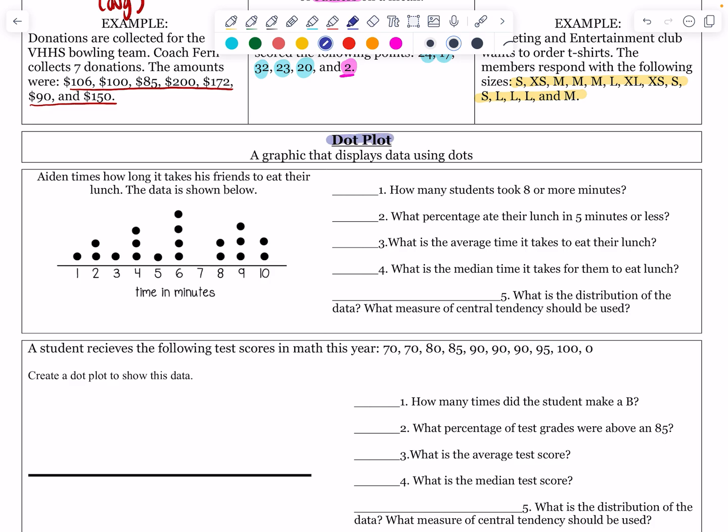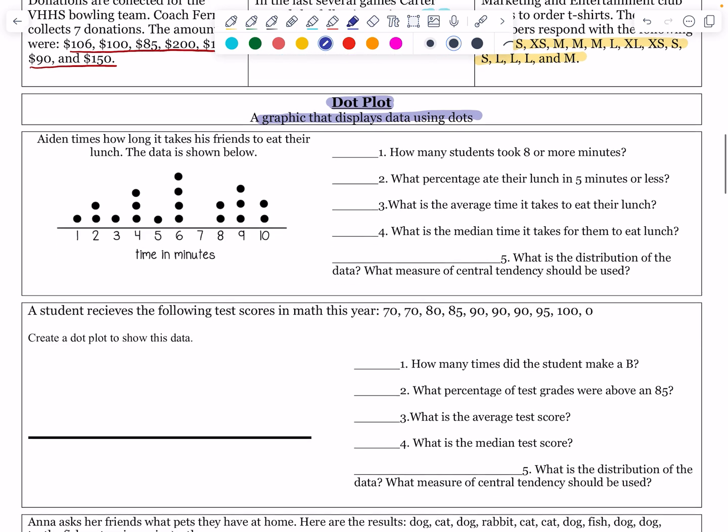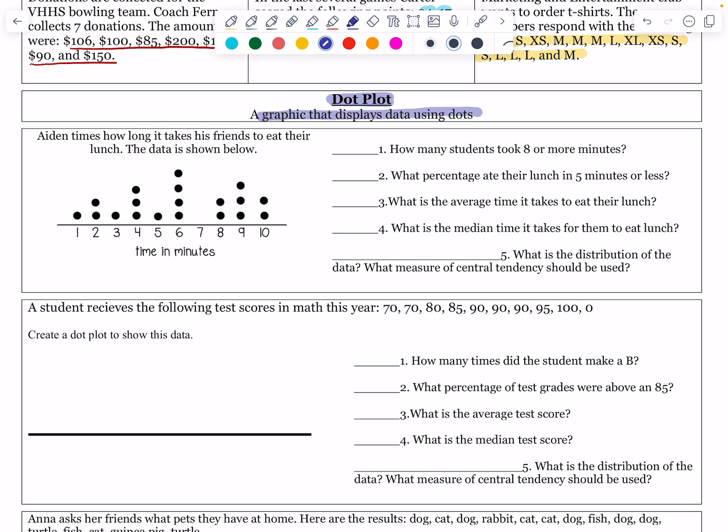All right, so here we go. Dot plots. Y'all did dot plots in middle school, but it's just going to give you a graphic. It's a quick way to display data using dots. So here's an example. Aiden times how long it takes his friends to eat their lunch, and the data is shown below.